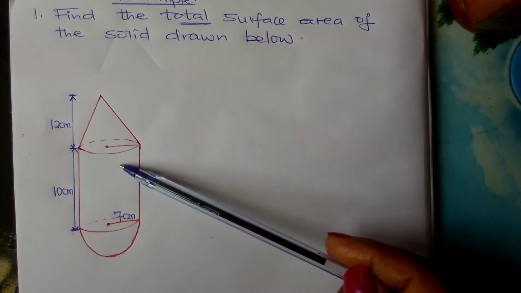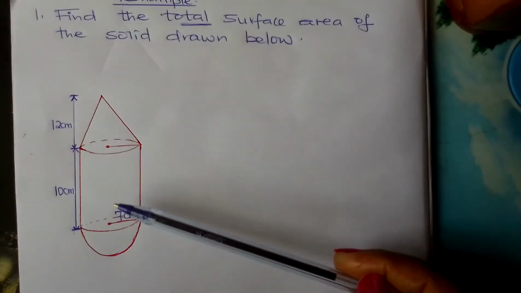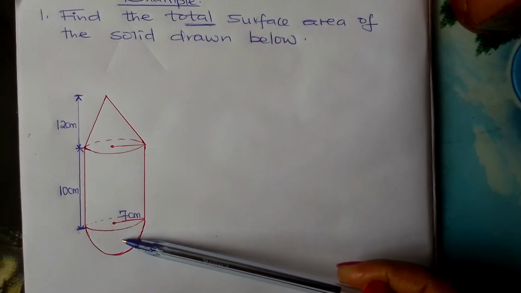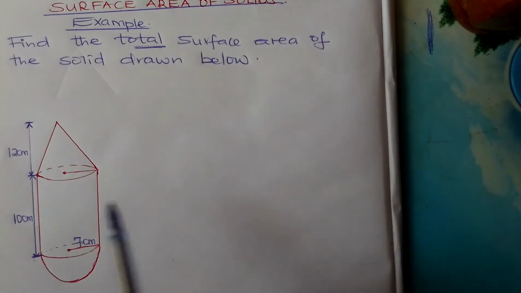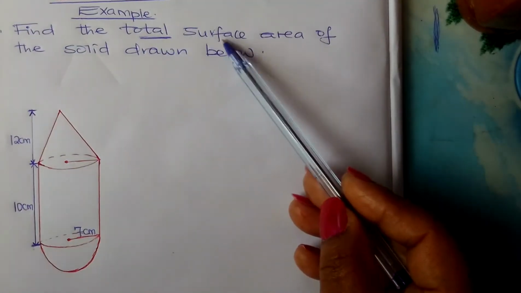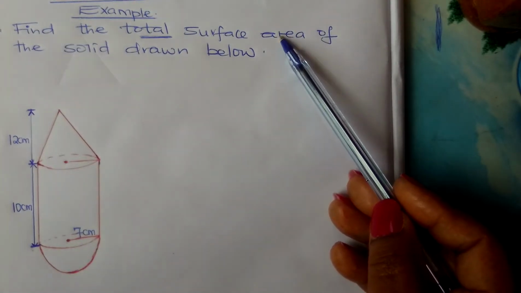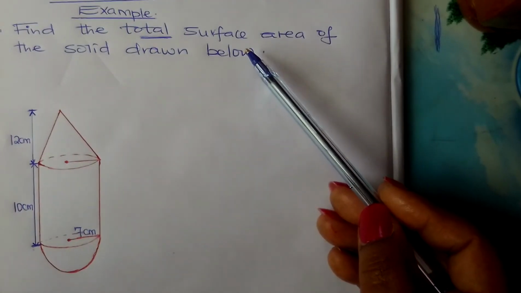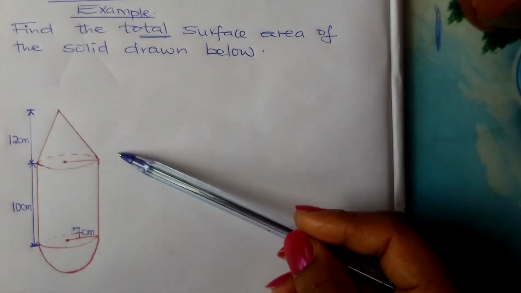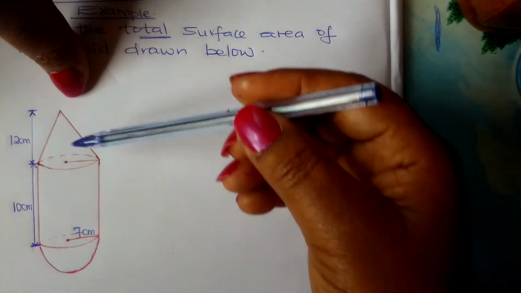Learner, this solid is made up of three parts: a cone, a cylinder, and a hemisphere, that is half of a sphere. So how do we find the total surface area? Total surface area, learner, just means the area of all the surfaces of that solid. So the first thing that you ask yourself, learner, is how many surfaces does this solid have? This solid here has three surfaces.